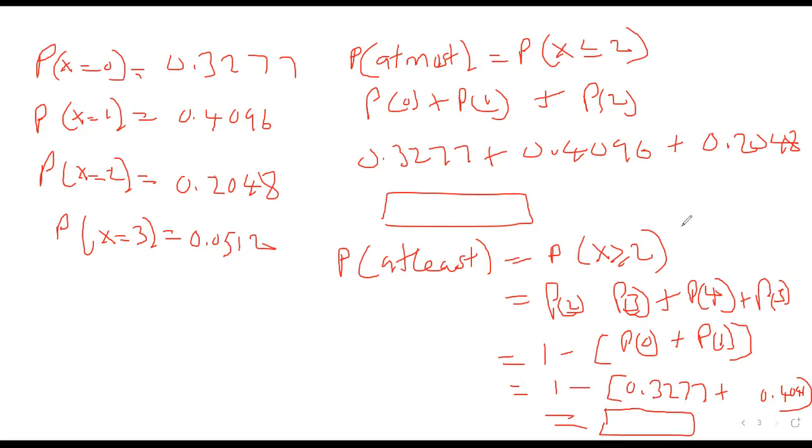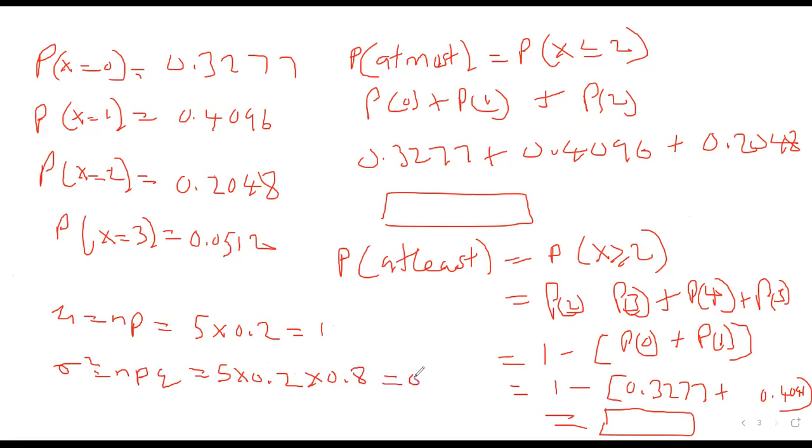All right. Then when we go to the mean, it is simply n times p. Our sample size was 5, probability was 0.2. When we multiply this, we get 1. Our variance is npq. So this is 5 times 0.2, and our q is 0.8. Then our answer will be 0.8. And our standard deviation is when we square root the variance.